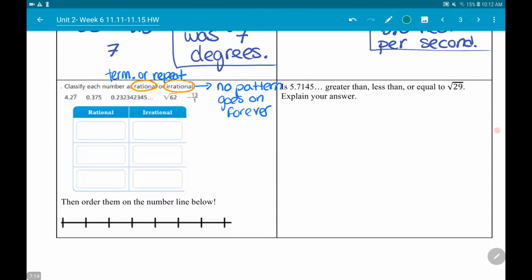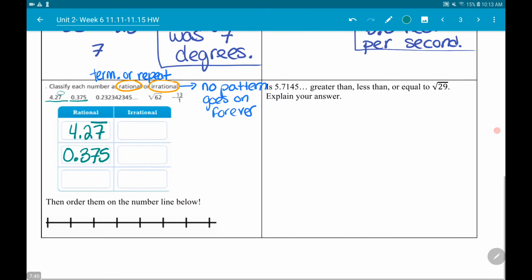Okay, so let's look at some of these numbers. Let's look at the first one. The first one has the line above it. That means it is repeating, and if it's repeating, it is rational. The second number, it doesn't have repeating, it doesn't have a dot to dot. That means it is terminating. If it's terminating, it is also rational. Let's look at the next one. 2, 3, 2, 3, 4, 2, 3, 4, 5. Okay, I see a dot, dot, dot that tells me it goes on forever. I see that there is no pattern. This means it is irrational.